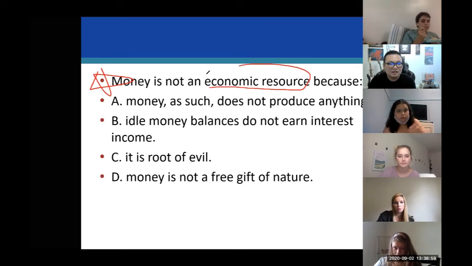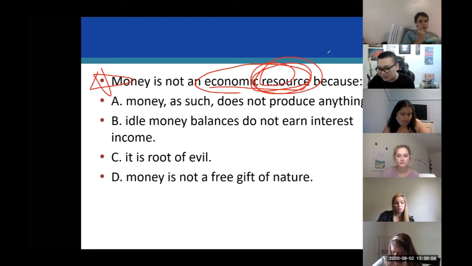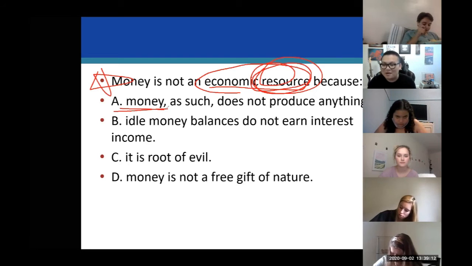So once again, whenever we talk about a resource, we are talking about something we can use to produce something. However, money cannot produce anything. My previous students always say money can produce happiness, but that thing is not a product. So you cannot say, I made something with money. Money is just a paper. Money can only be used as a tool of trade, so it did not produce anything. So the answer would be A.